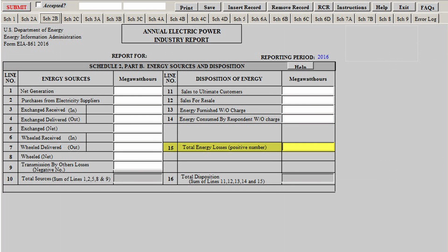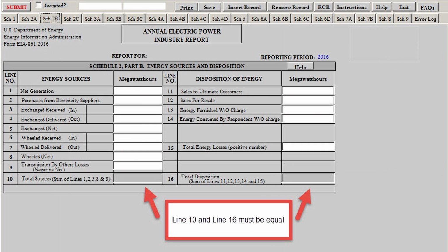Line 15 includes the total amount of electricity that was lost from transmission, distribution, or is unaccounted for. Please note that energy losses must be reported as a positive number. Line 16 is the sum of lines 11 through 15. Please note that line 10 and line 16 must be equal.